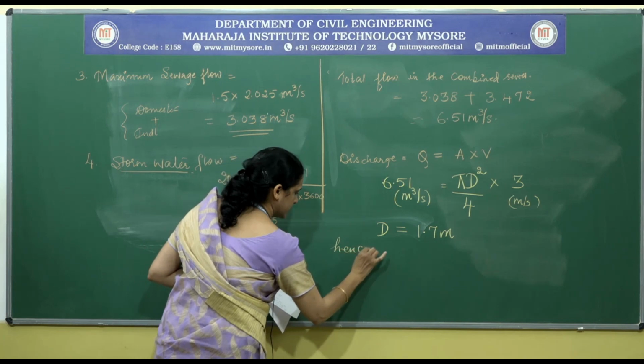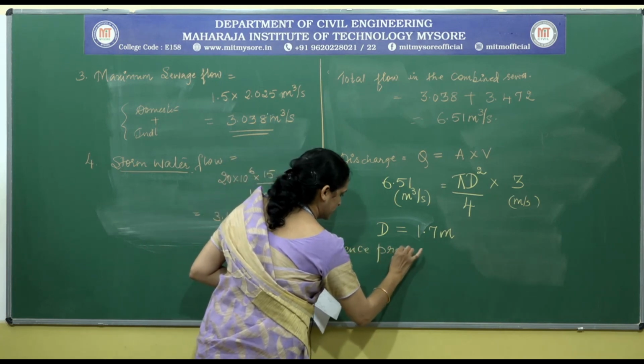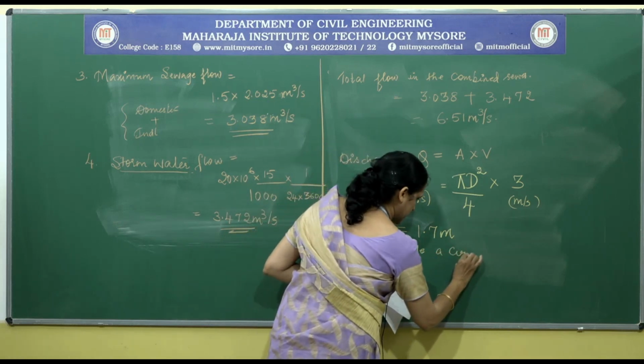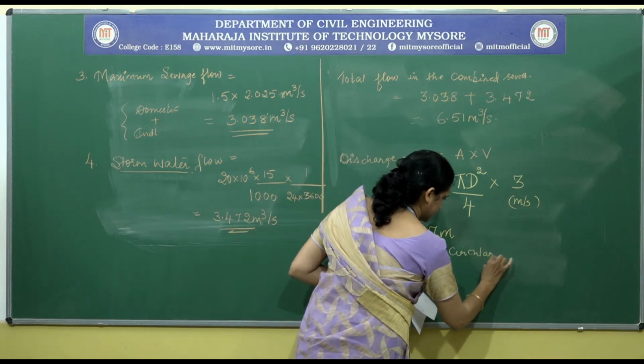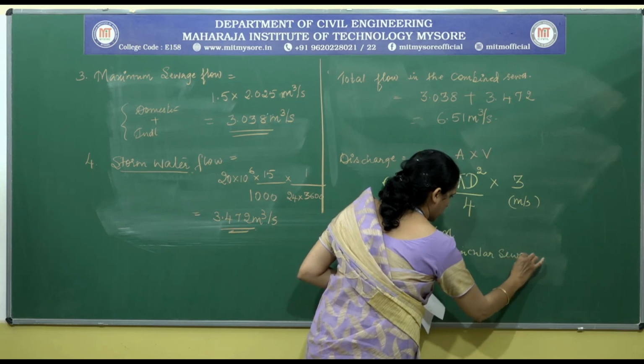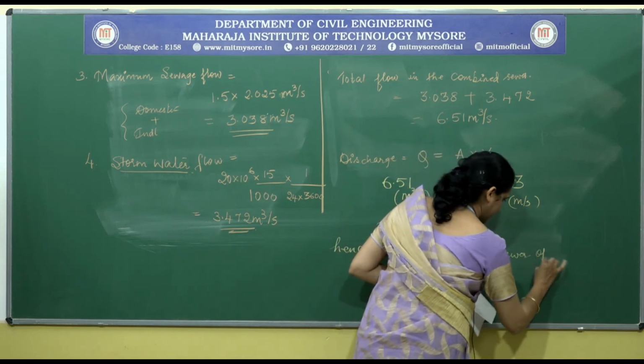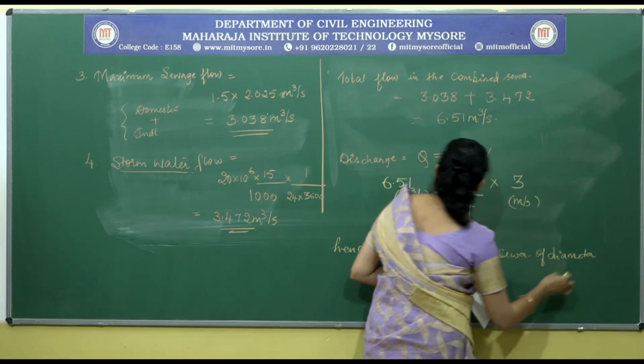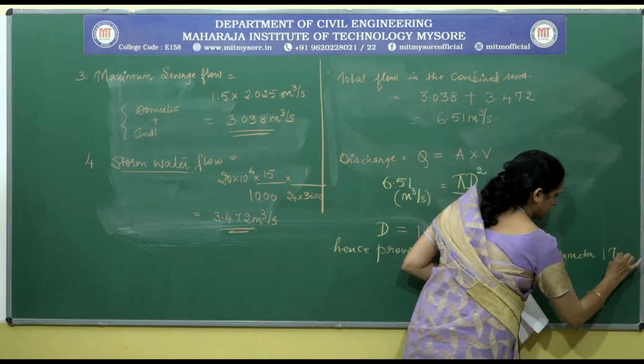Hence, provide a circular sewer of diameter 1.7 meter.